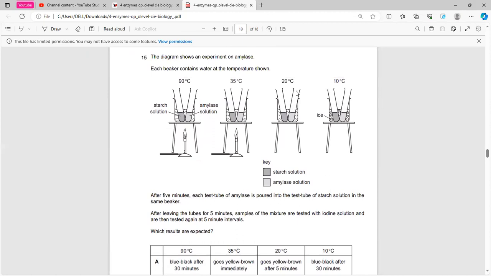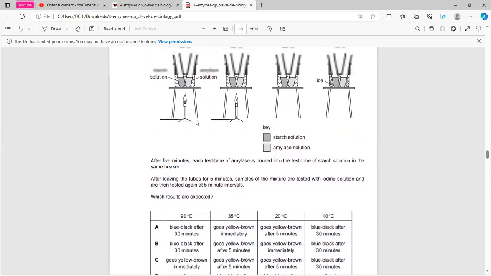In question number 15, they say, in which beaker will the color change occur? We know that the optimum temperature is closer to 40 degrees. So the beaker which has the closest temperature to 40 degrees will be 35 degrees, and there won't be so much color change in the rest of the beakers, and not even in 90 degrees, there won't be the slightest color change because of the denaturation of the enzyme.